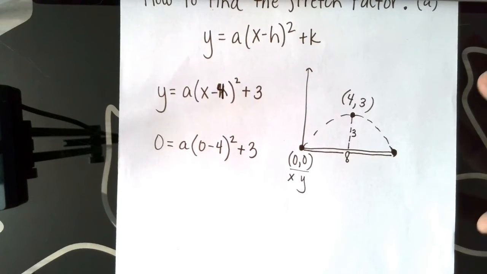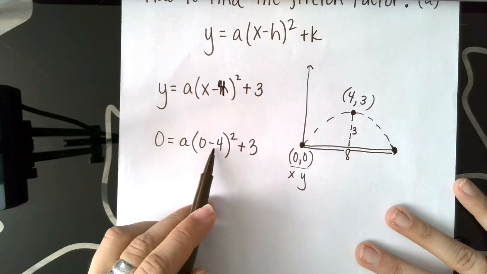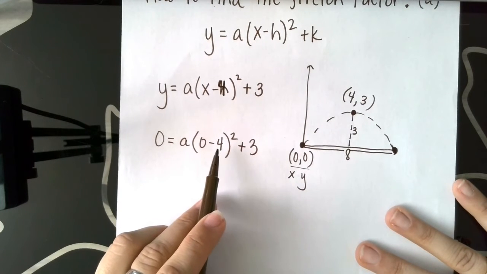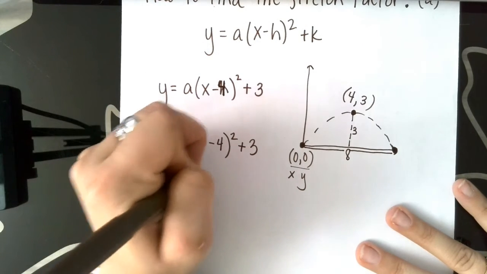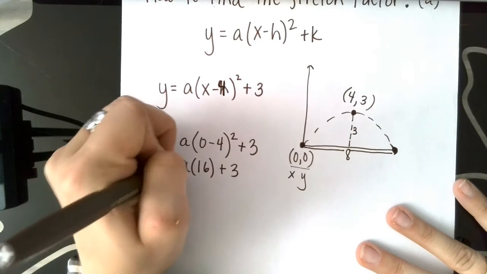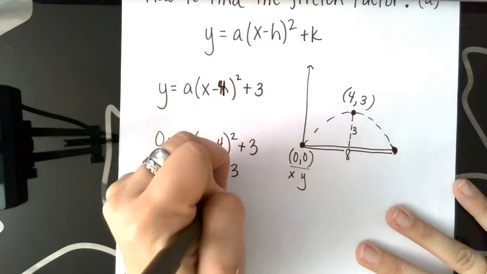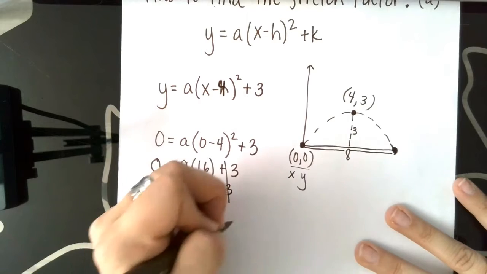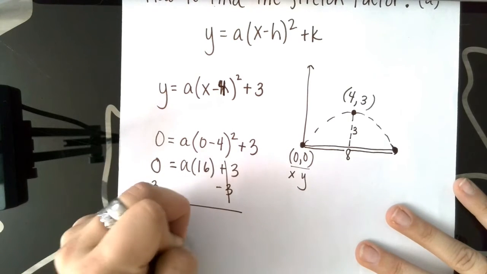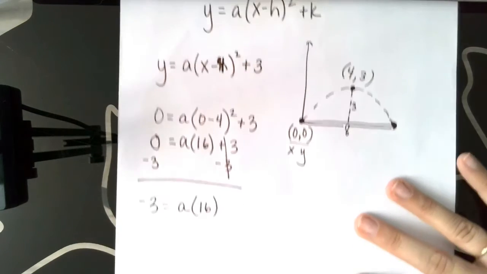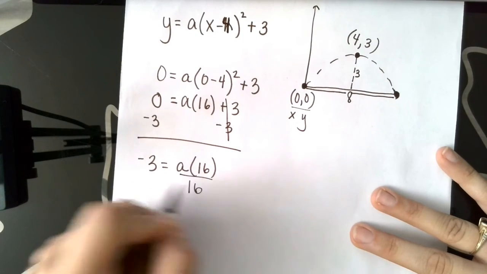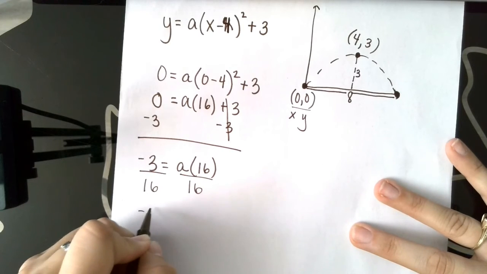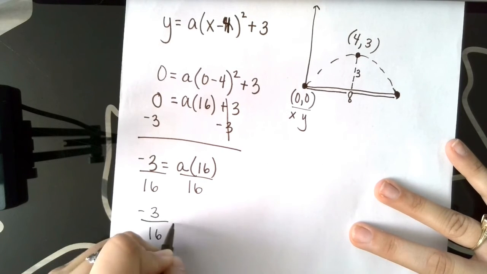Now I have something that I can solve for. I'm going to start with using order of operations. So that's my parentheses. So 0 minus 4 gives me negative 4. Next comes my exponent. So I have negative 4 squared, which is 16. So I have a times 16 plus 3 equals 0. Now I'm going to subtract 3 from both sides to cancel out this. So I've got negative 3 equals a times 16. Now the opposite of multiplying is dividing. So I divide here. And my stretch factor is negative 3 over 16.